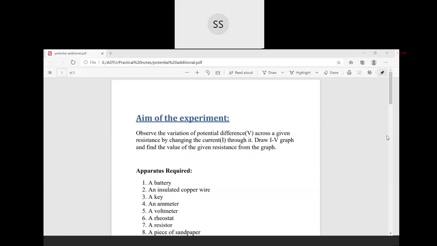So potential difference is directly proportional to the current. When potential difference is higher, current is higher. When potential difference is lesser, current is also lesser. Another name for potential difference is voltage. I am sure all of you have heard of the word voltage, right? When voltage is greater, then current is also greater, right? So potential difference is directly proportional to the current.